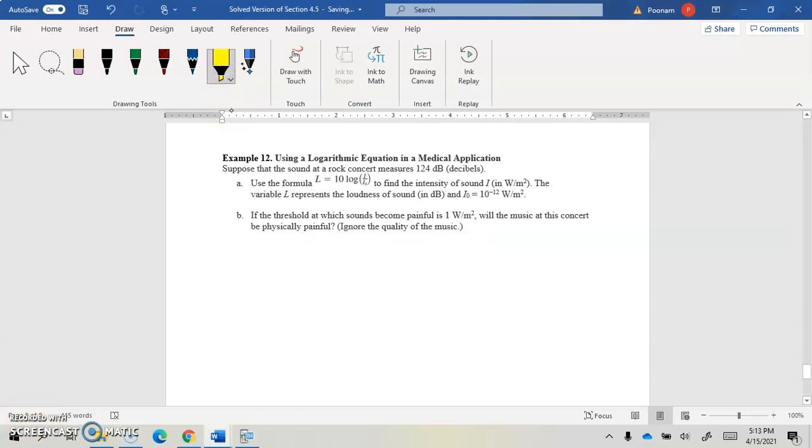Another application problem. Suppose that sound at a rock concert measures 124 decibels. Use the formula L is equal to 10 times log of I divided by I naught to find the intensity of the sound, that is I. The variable L represents the loudness of the sound in decibels and I naught is 10 raised to power negative 12. So part A, L is given to be 10 times log of I divided by I naught.